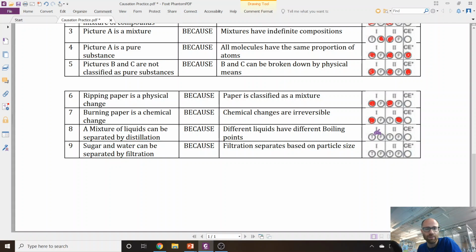A mixture of liquids can be separated by distillation. Yes, because different liquids have different boiling points. Yep, and that's why, because that's how distillation works. Sugar and water can be separated by filtration. No, we know that sugar dissolves in water, so the particle size is too small. But filtration does work based on particle size. That's how these problems work.